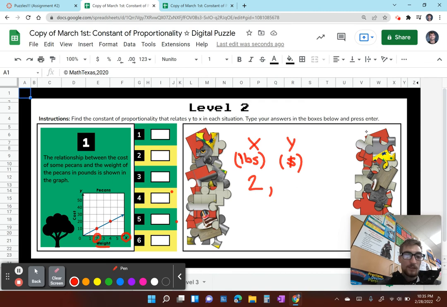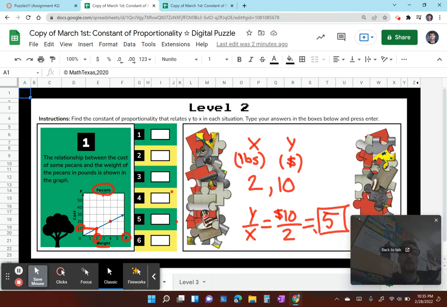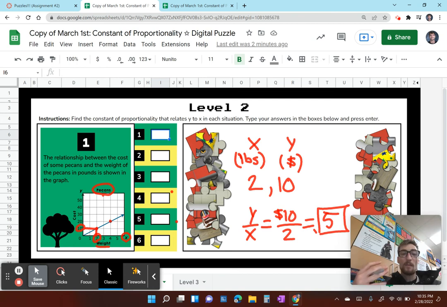And that point is at 2 for my x and 10 for my y. So it costs $10 for 2 pounds of something. Oh, pecans. See, this is where the context of reading and looking at the title comes into play. So if it costs me $10 for 2 pounds of pecans, we can do our y divided by our x to find our common multiplier. To get from 2 to 10, we'd have to take $10 divided by 2, and we get 5. All right, so 5 is our constant multiplier, or our cost per pound of pecans, $5 per pound of pecans.